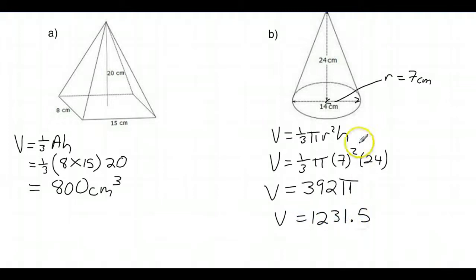So V is 1231.5 units, centimeters, and it's a volume, centimeters cubed, right? That's 7 centimeters. When you square it, you'll get 49 square centimeters, which is the area of the base. And then the height is 24 centimeters. Square centimeters times centimeters gives you centimeters cubed.